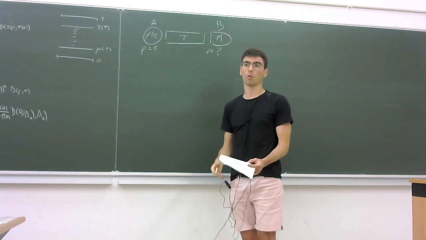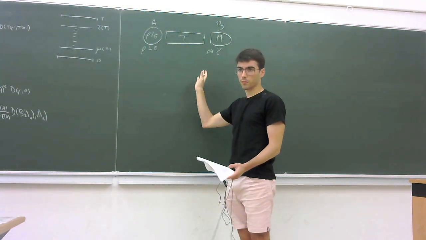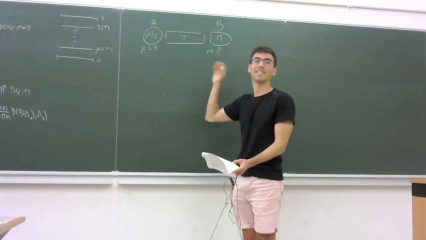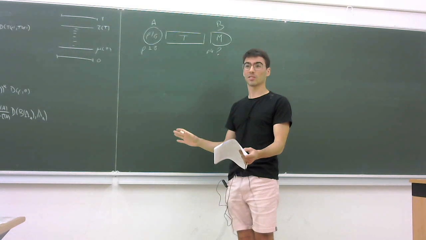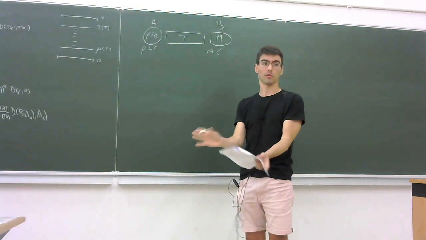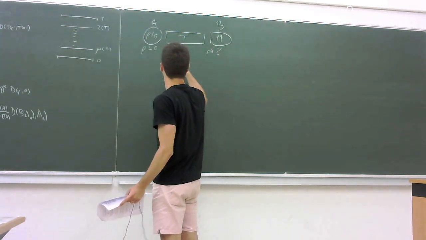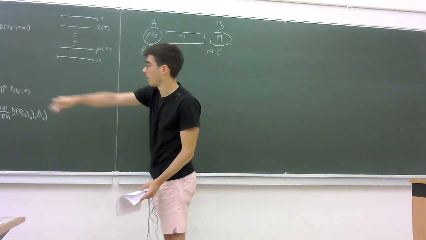Fine. If Bob is able to make an arbitrary measurement, so he's free to choose over any measurement of rho and sigma, then his probability to win is given by that.